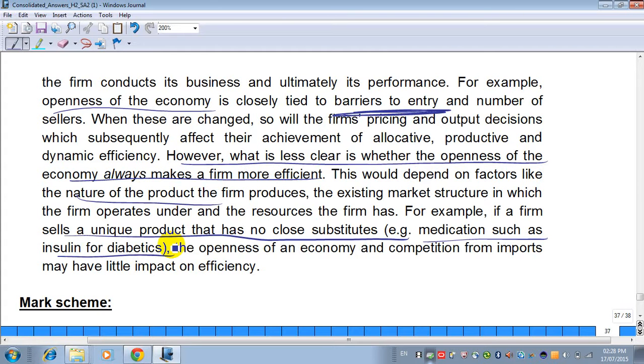All those imports are not close substitutes at all. People are not going to buy them. Your demand curve will not change. It will not shift to the left to a large extent. It will not become more elastic. It's not going to affect the allocative efficiency at all, if you are a monopoly selling a good that has no close substitutes.